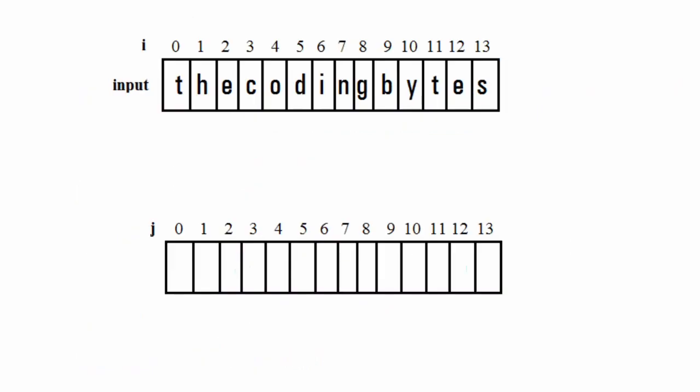Now for doing this we have a simple logic. First of all, let's assume you have an input "the coding bytes". I have represented this string as an array of characters. In this character array we have an index starting from 0 and we have 14 characters in it. All we have to do is traverse this character array, pick all the consonants from it and place them in the new array.